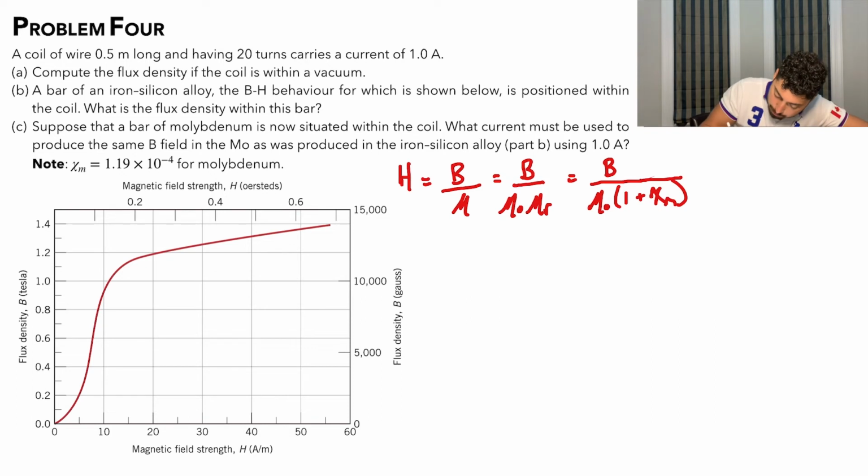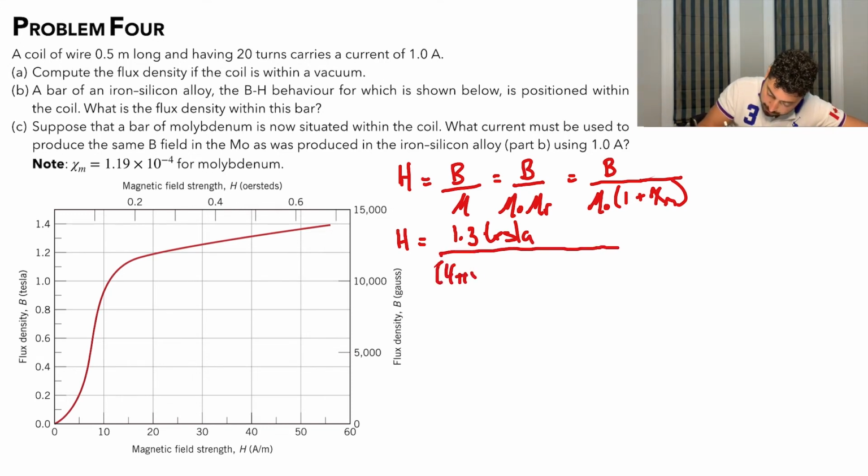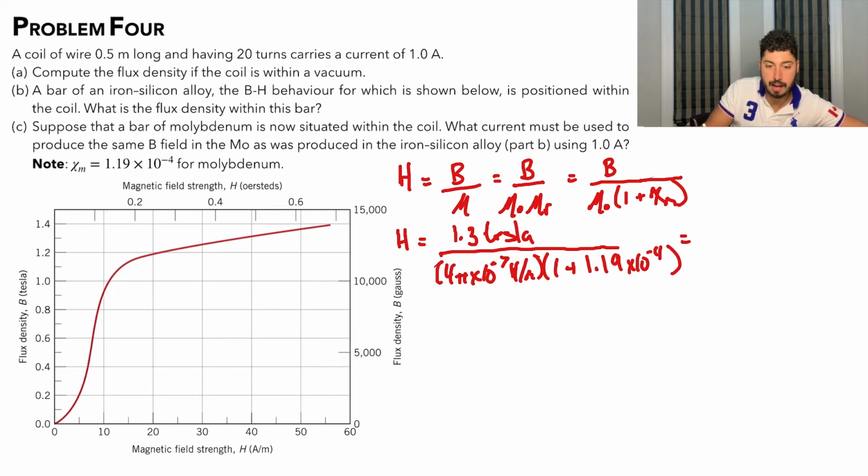So now we can simply substitute our values and we'll get that our magnetic field strength is equal to our flux density, which is 1.3 Tesla, because we want it to be the same as from part B, divided by 4 pi times 10 to the minus 7 henries per meter times 1 plus chi m, which is our susceptibility for our material, which is 1.19 times 10 to the minus 4 for molybdenum, and then that's going to give us a value of 1.03 times 10 to the 6 amp turns per meter.